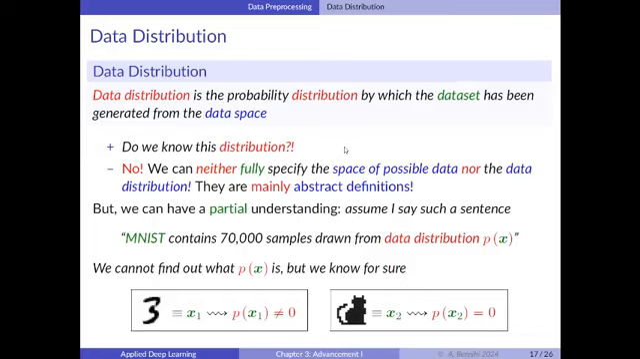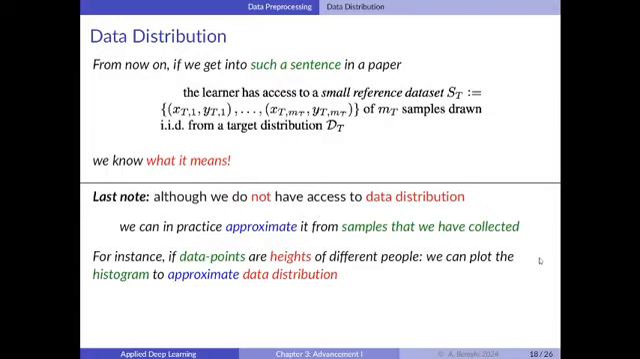Okay, so data distribution is not, as I told you before, just the data points that we have, but the probability distribution from which the dataset has been generated in the data space. We don't have access to the data distribution, because if we had access, machine learning approaches would not be necessary, and we want to approximate it.